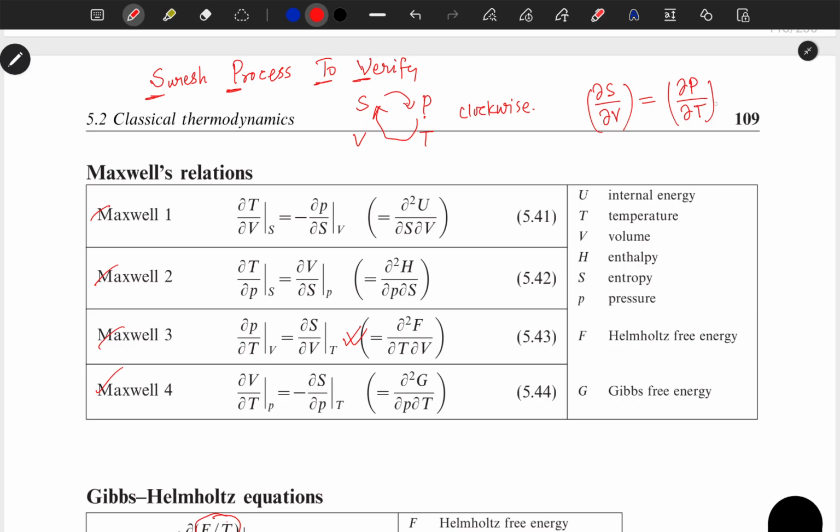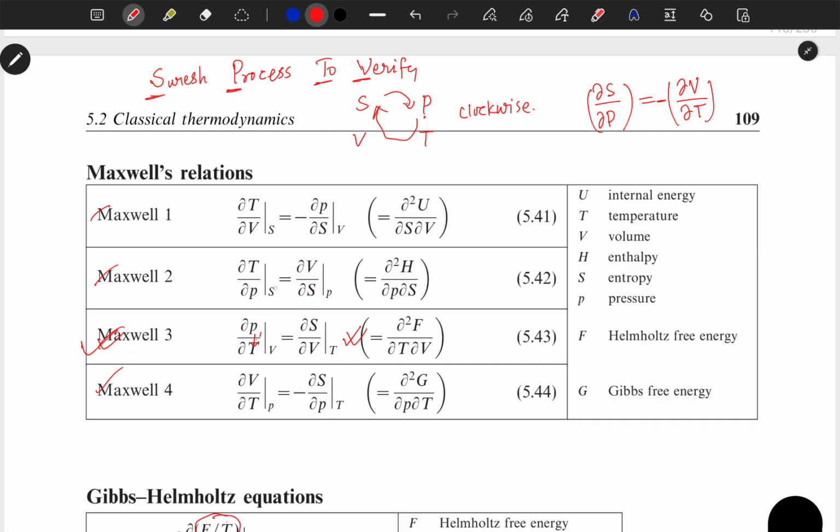So let's say, in the same way, this is the third relation. In case it is in the reverse direction, there will be a negative sign.